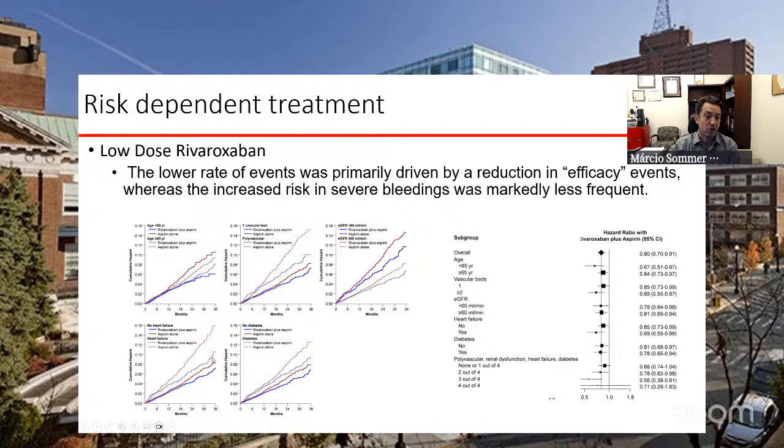Again, here's more data on rivaroxaban, but this pans out no matter what, by number of vascular beds, eGFR, heart failure, diabetes. Pretty much everything gets you to the same place, except for polyvascular disease.